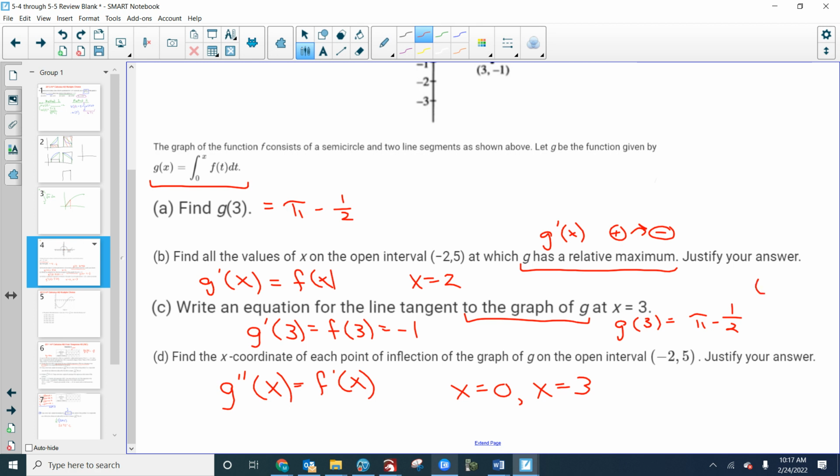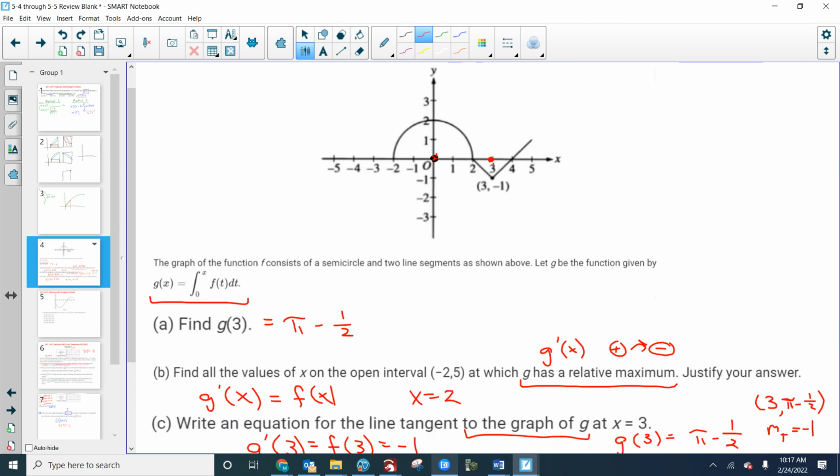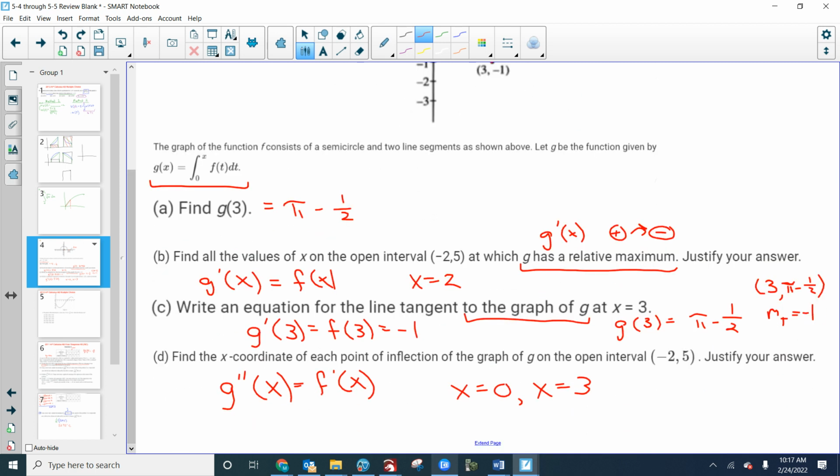So our point is 3 comma pi minus a half, which is ugly, but don't say it. Don't tell it that. It's a little sensitive. All right. And then the slope is -1. That came from g prime of 3. G prime of 3 is f of 3. We're given the graph of f. So I can actually go up here and say f of 3 is -1. See where I got that from? Yeah. And then I just write my equation of my tangent line.